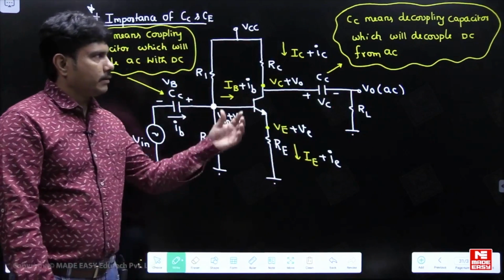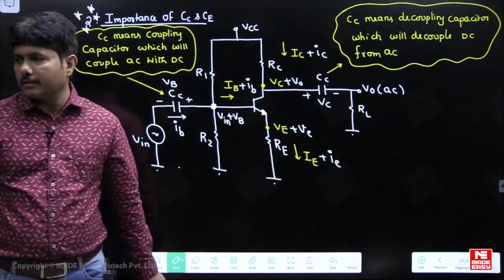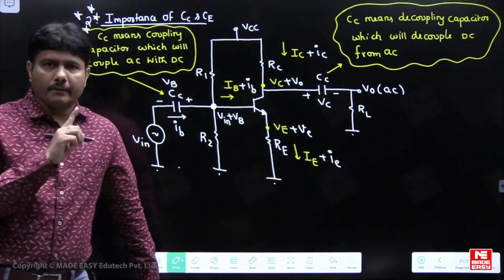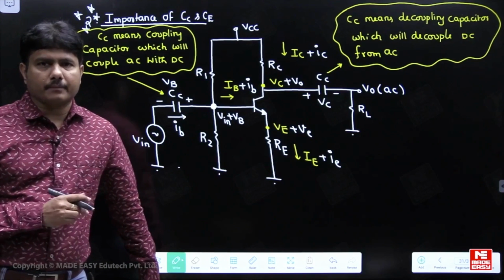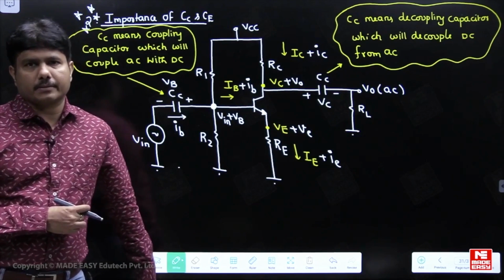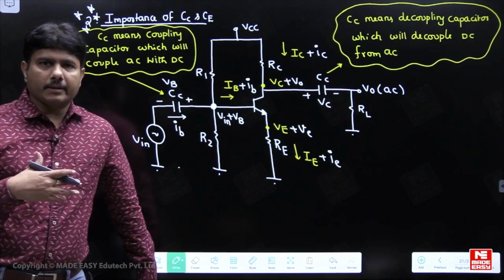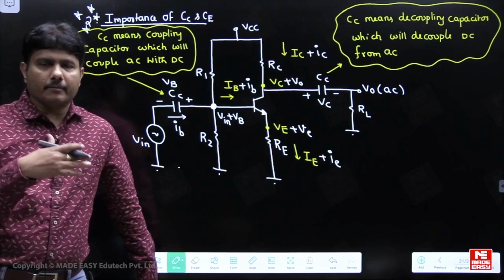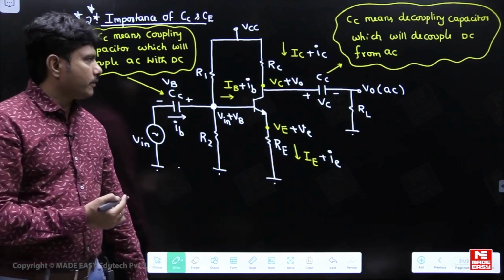So only you will get the AC output. So that is the reason we need two capacitors. 100% sure we need these two capacitors in amplifiers. If any one capacitor is missing, what you want you cannot achieve in the class. If I am giving AC, I must get AC output. Okay, AC दे रहे हैं, आपको AC output चाहिए. So you will get the AC output.